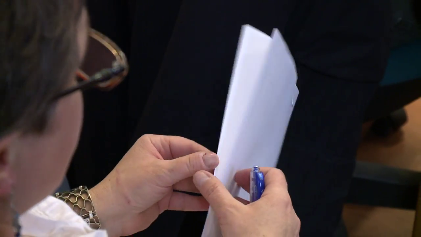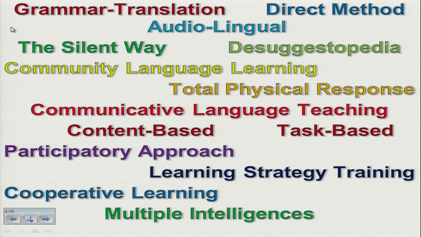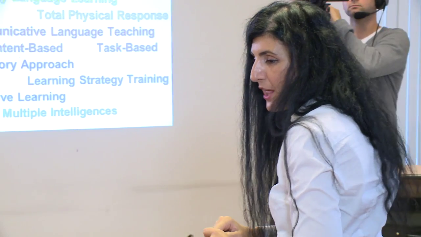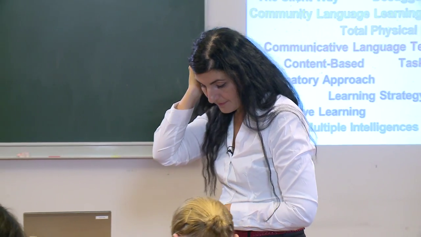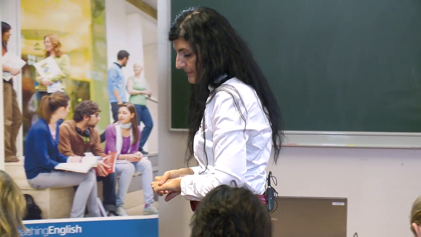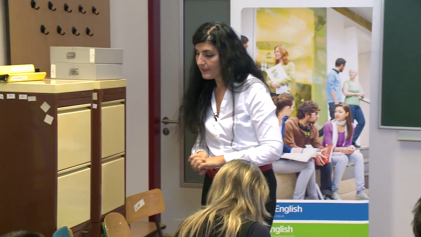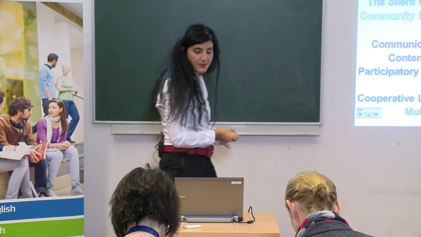Look at the wording. I tried to help you out. There are some hints in the description. So if you find the keywords in the main traits, the keywords should help you out. Okay, one more minute, so even if we haven't covered all of them, just to get an idea.